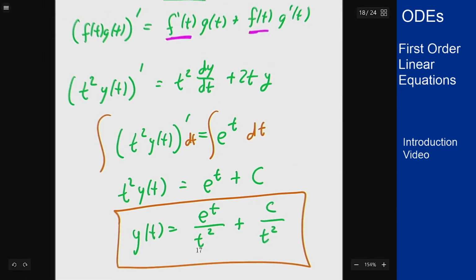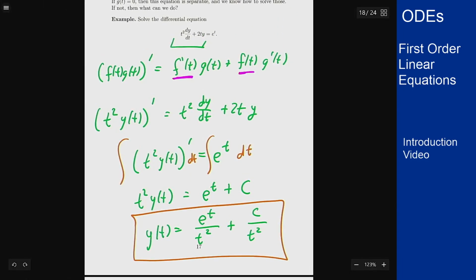The key point here was that I was able to recognize that the left-hand side of the equation was a product rule, and then with that, write it as a product rule derivative. It is now a derivative, so I can integrate both sides to solve for the answer. A lot of times that won't be the case, and we'll discuss ways in which we can take an equation like this and make it be in this form where the left side is a product rule derivative.